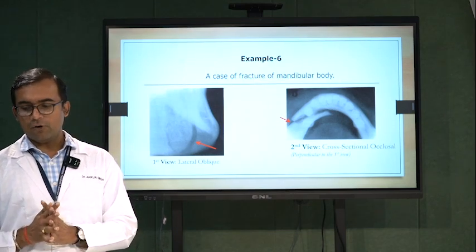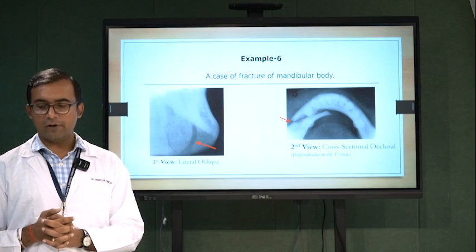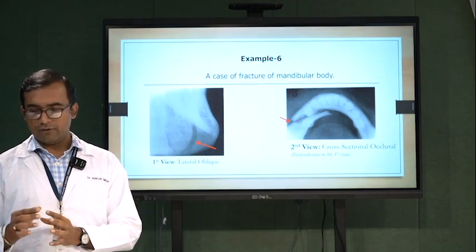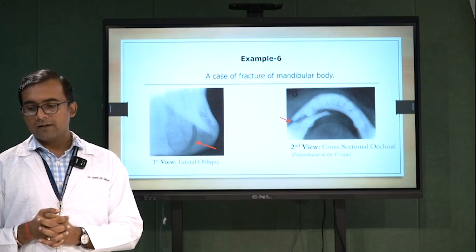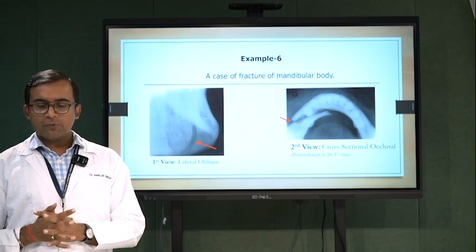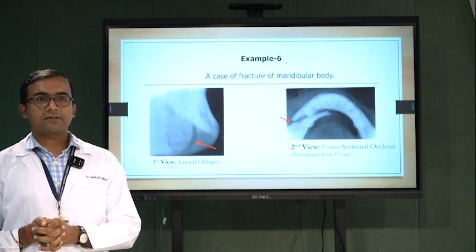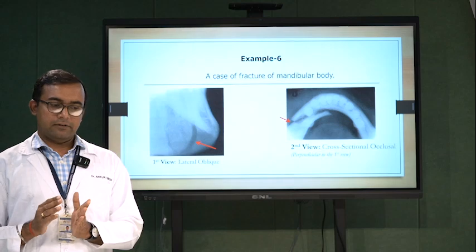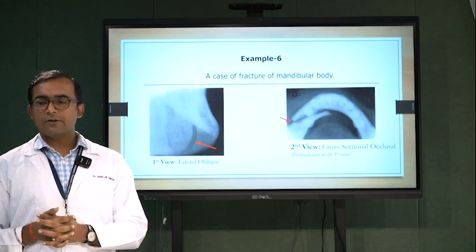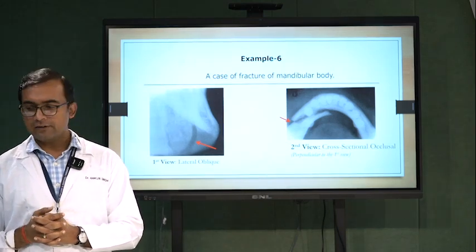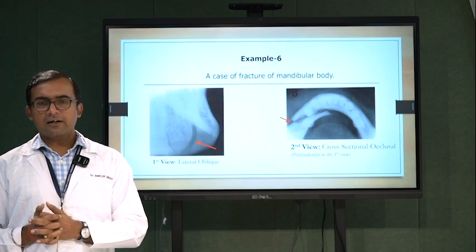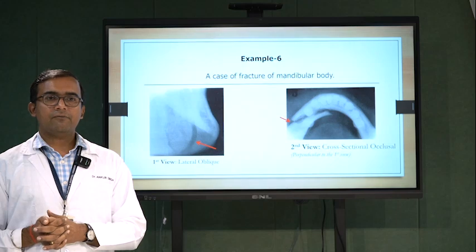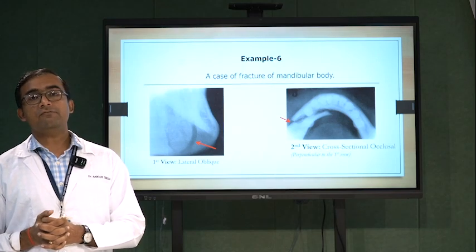So the first one is an oblique view, the lateral oblique of the body, which shows a fracture line, which is marked by the arrow. So in this image, it appears to be a favorable fracture. It is not displaced. But if we want to see exactly whether it is displaced buccally or lingually, we have taken a cross-sectional view also. In the cross-sectional view, things look a bit complicated. There is a clear-cut sign of jaw displacement, so it is a case of unfavorable fracture.